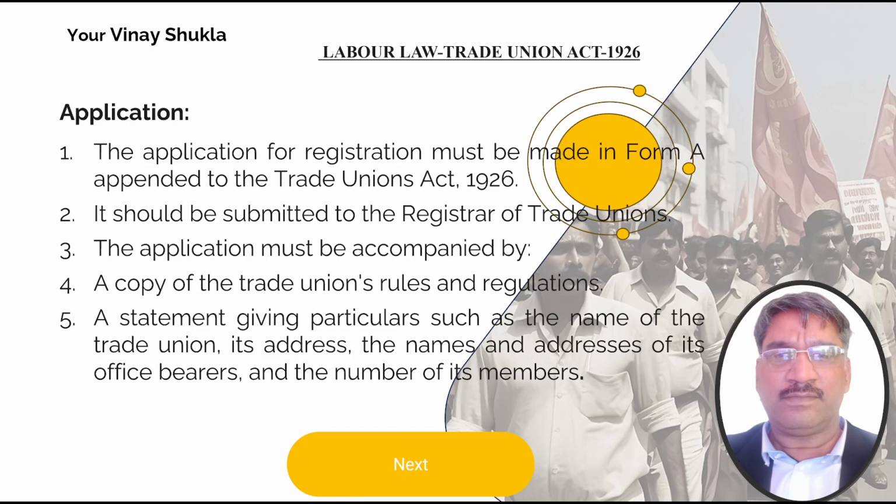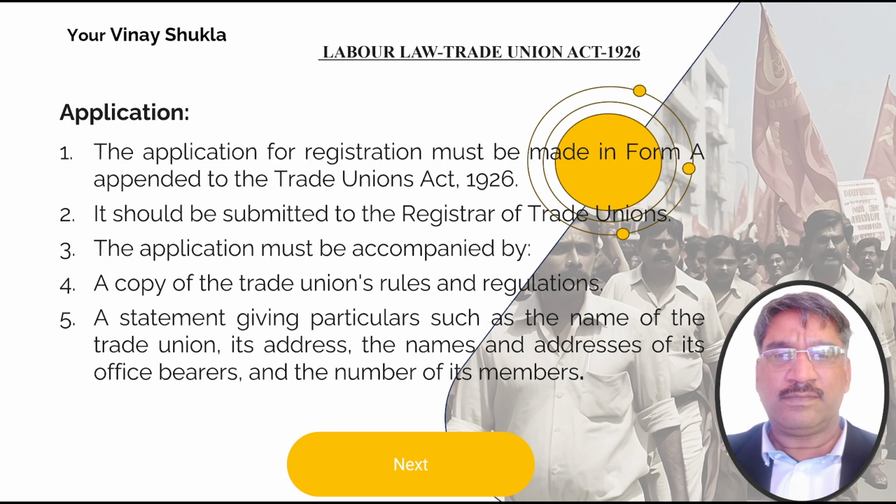Application. The application for registration must be made in Form A appended to the Trade Unions Act, 1926. It should be submitted to the Registrar of Trade Unions. The application must be accompanied by a copy of the trade union's rules and regulations, a statement giving particulars such as the name of the trade union, its address, the names and addresses of its office bearers, and the number of its members.